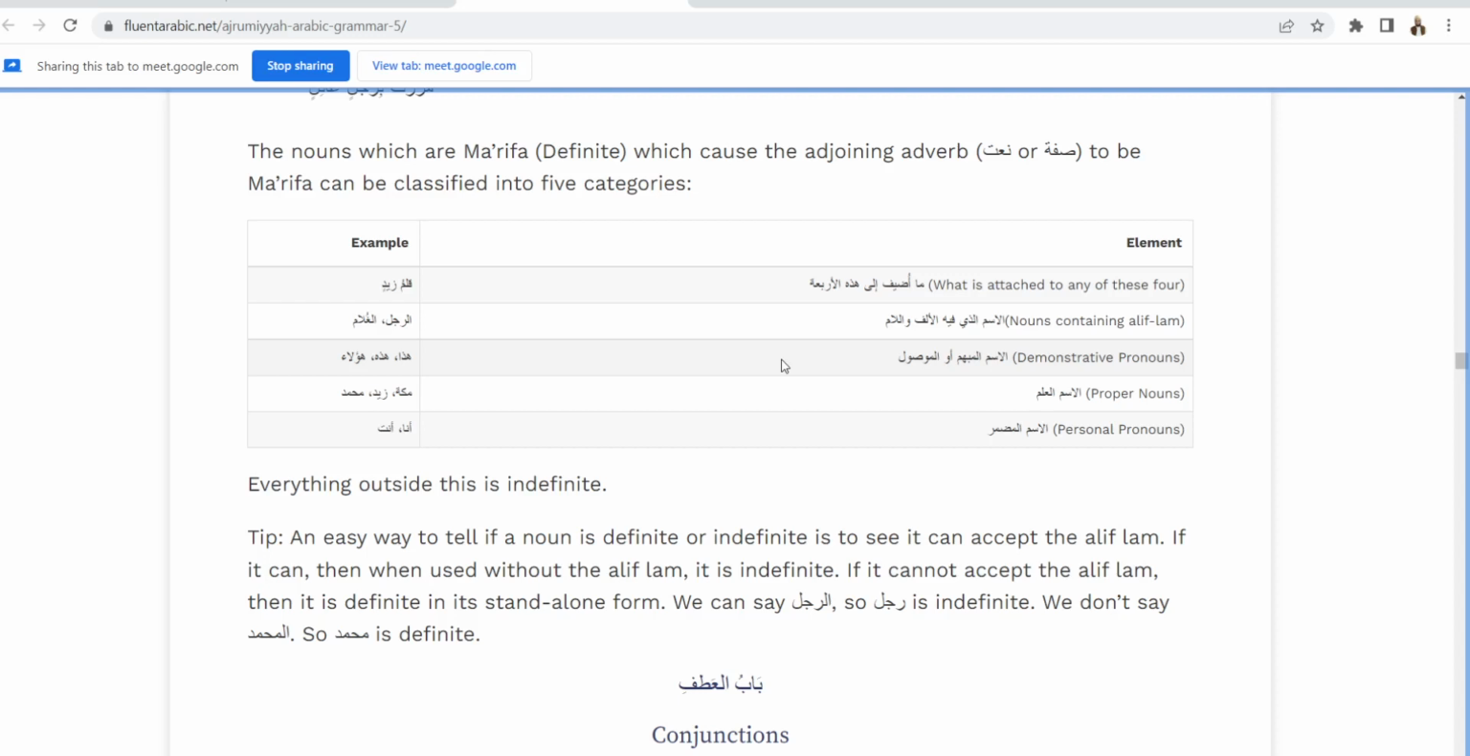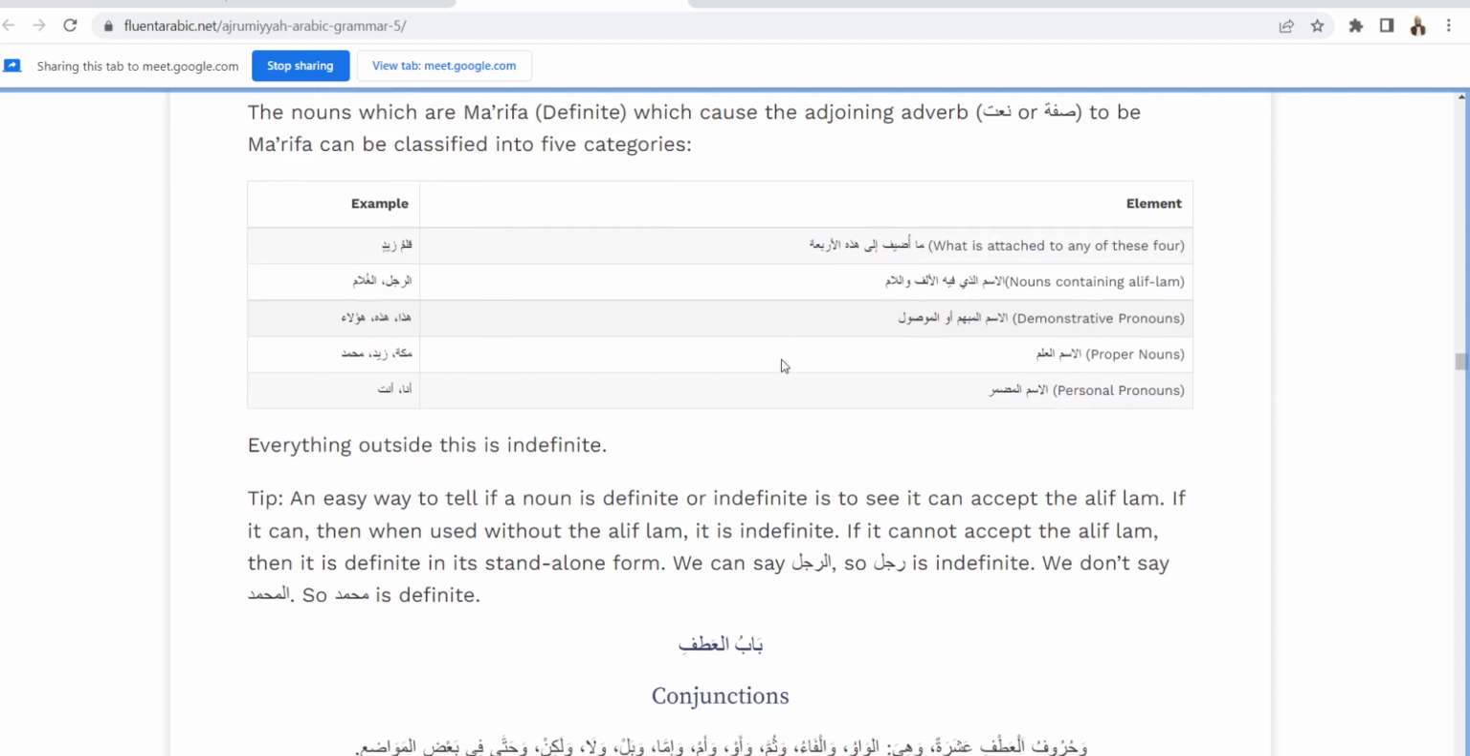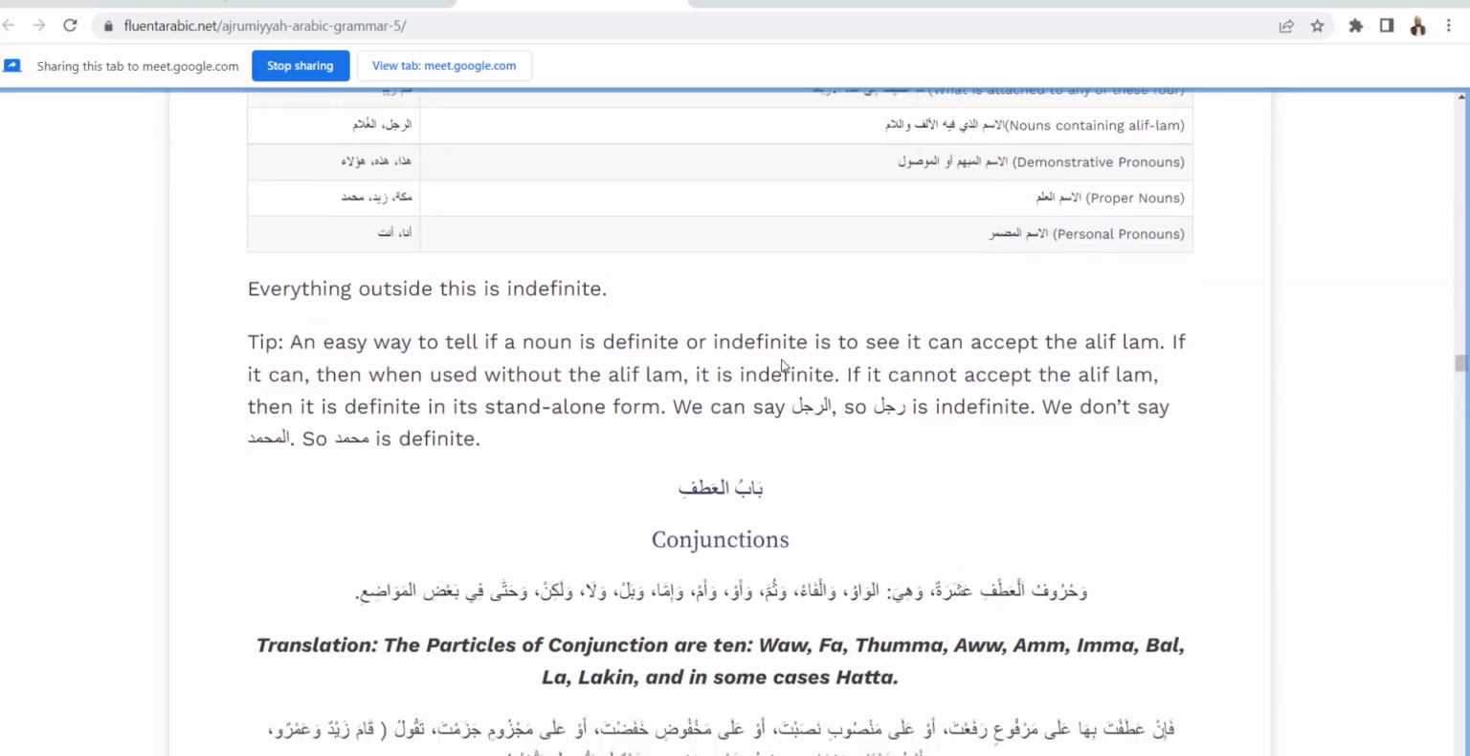So make it a question: What are the categories of ma'rifah? So everything outside these five is undefined. He said, tip: an easy way to tell if a noun is definite or indefinite is to see if it accepts the alif and lam. If it can, then when used without alif lam, it is undefined. If it cannot accept alif lam, then it is defined in its stand-alone form.